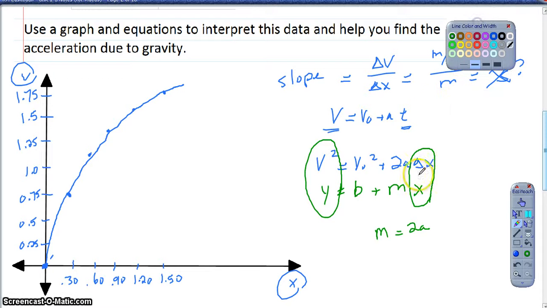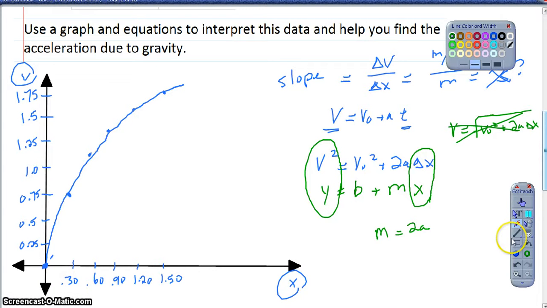Now the other alternative you could have done, you can definitely do this as well, you could just take the square root of everything. So you could plot v versus the square root of v sub 0 squared plus 2a delta x. So in other words, you could plot it against the square root of delta x, but that makes it a little tougher to see what the slope is. So I actually would prefer to just do this one.